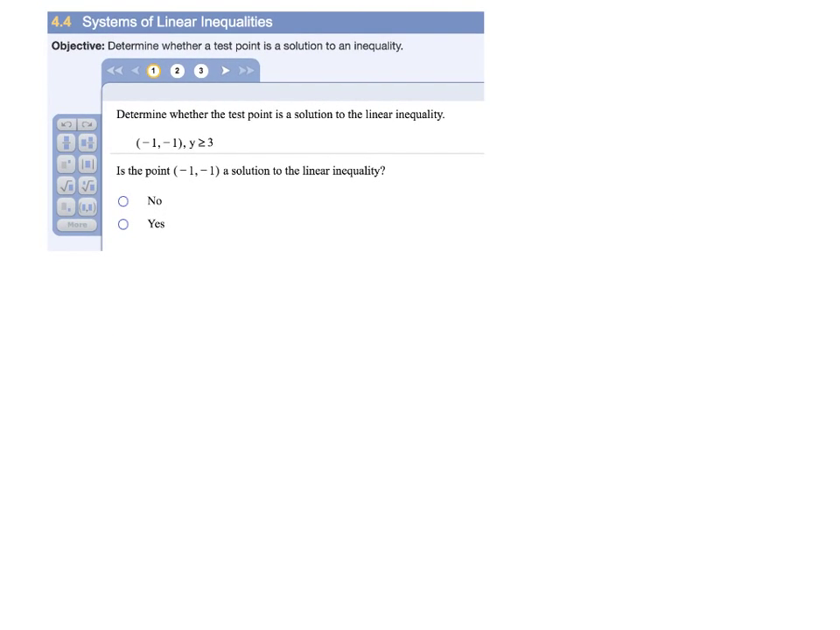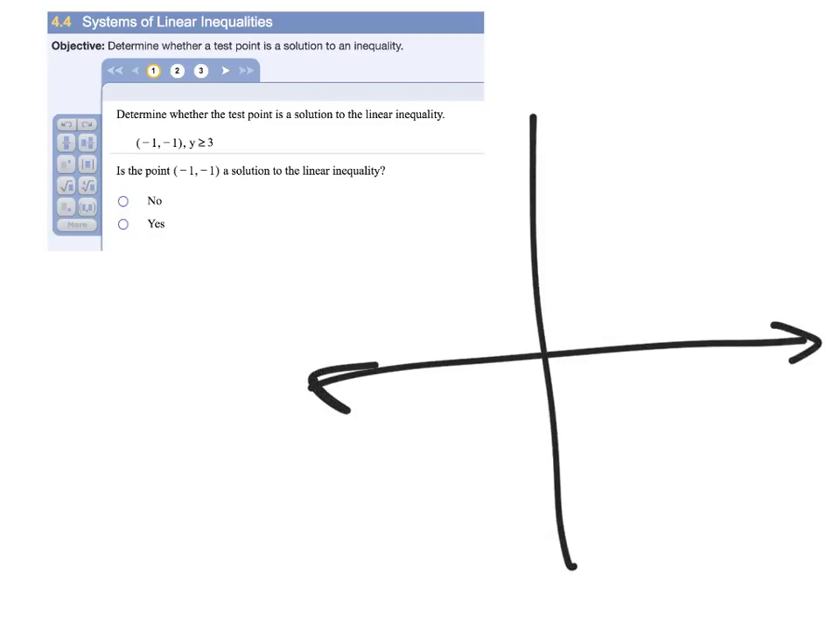Well, what it means is you're going to graph a line. Now, you're not going to do all of this work. You're going to graph the line y. It says y is greater than or equal to 3. So what you do is you think of this as y is equal to 3, and you graph it.